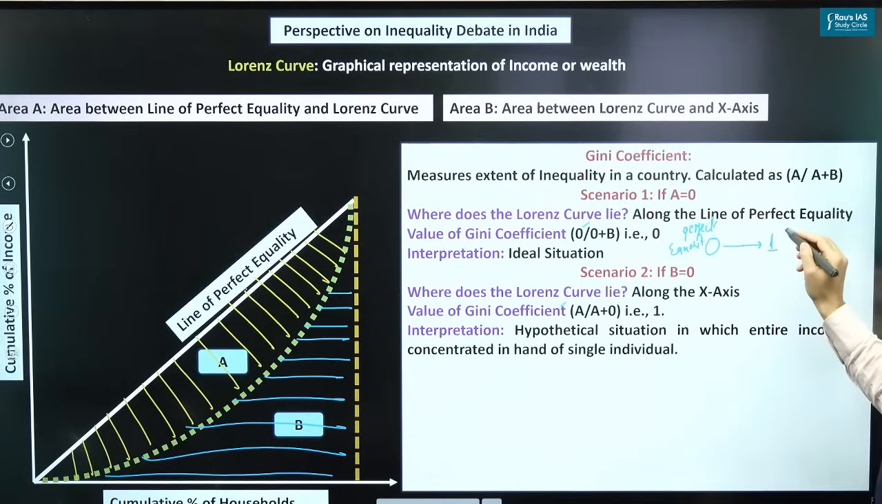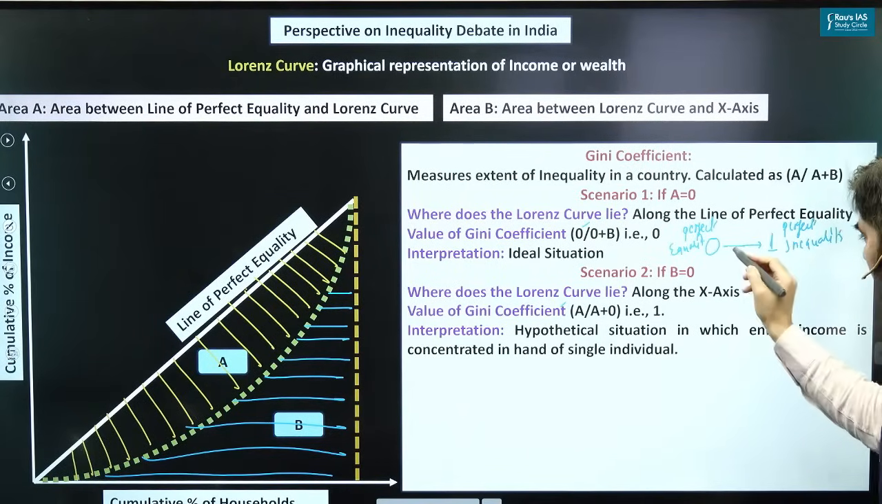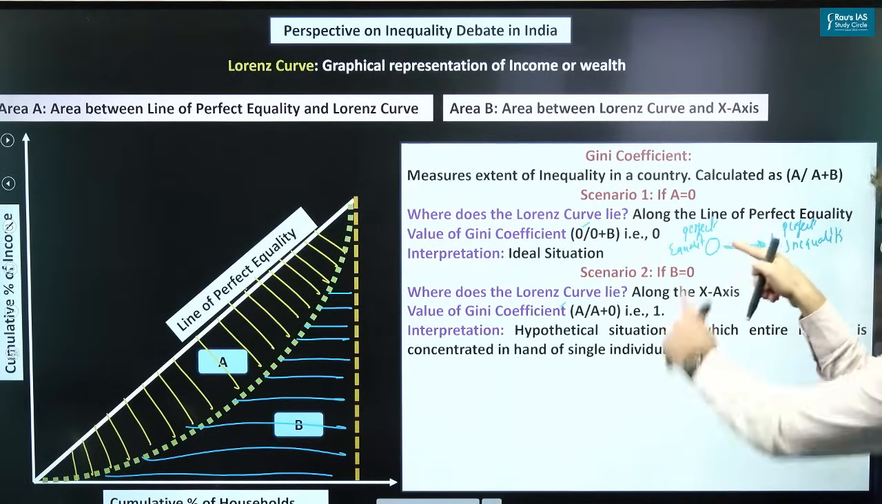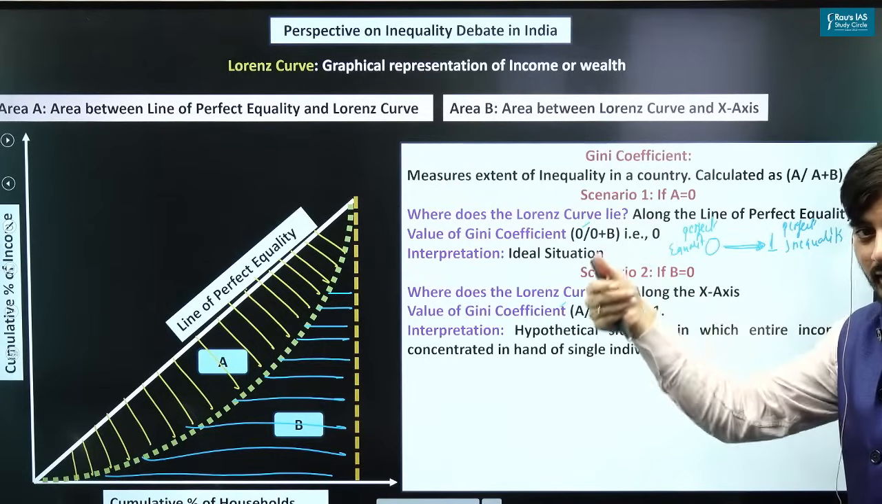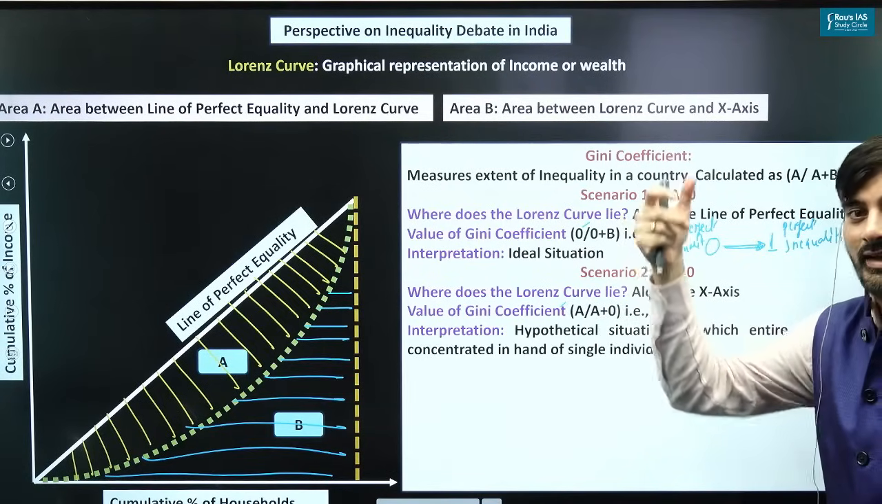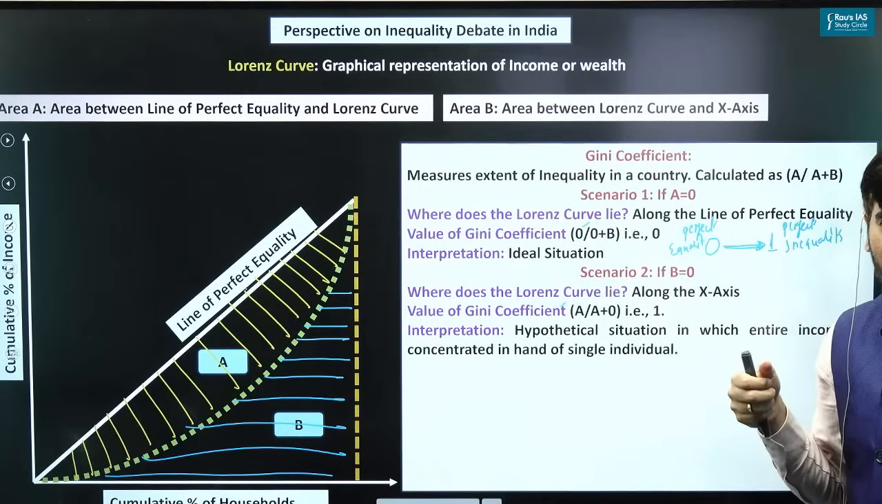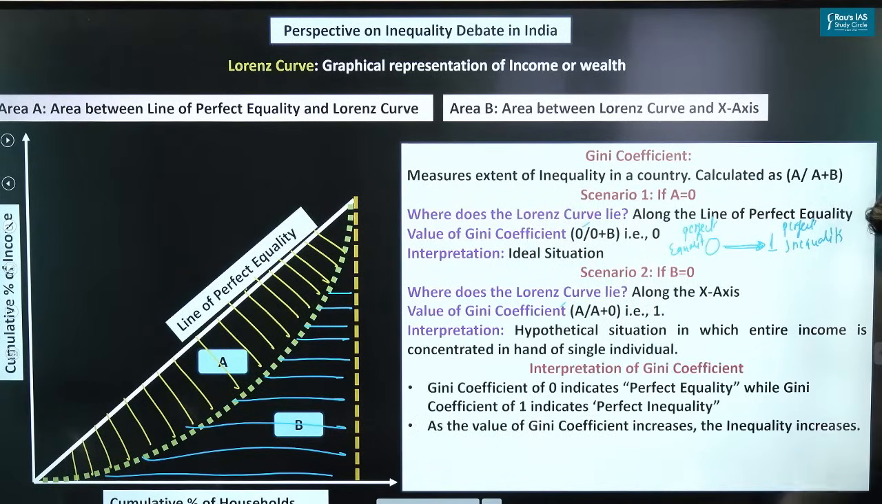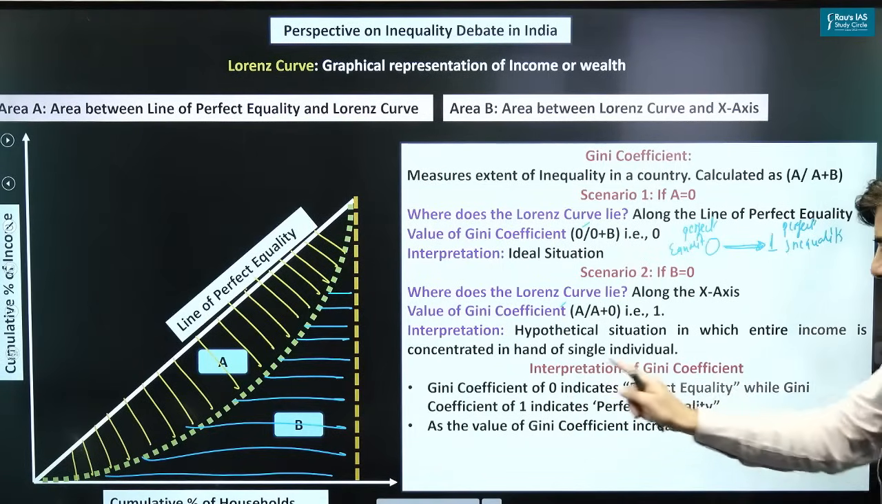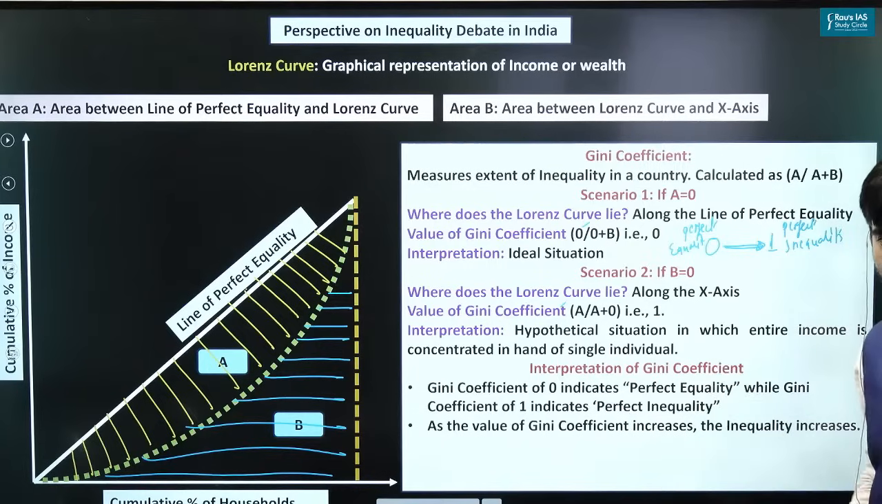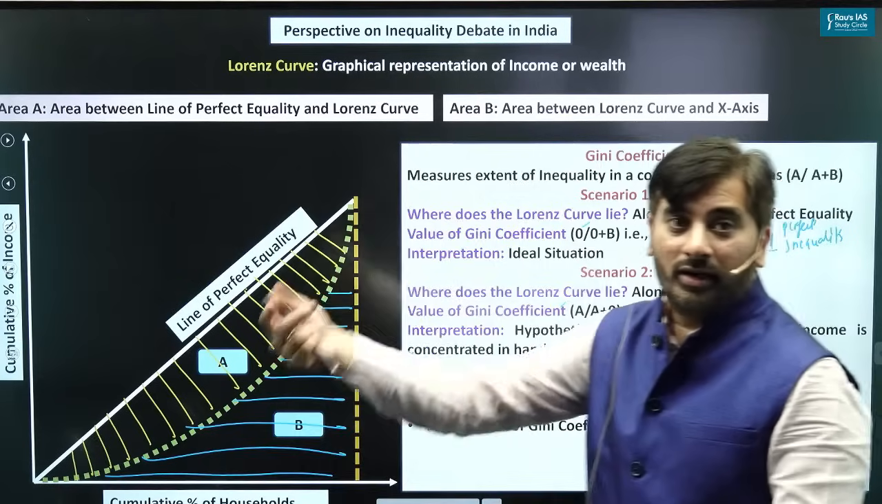And if it becomes equal to 1, it means perfect inequality. So think of it. Can I say if the Gini coefficient increases from 0 to 1, it denotes what? Increase in Gini coefficient denotes increase in income inequality. That is what is important here. You can see Gini coefficient of 0 indicates perfect equality, while Gini coefficient of 1 indicates perfect inequality. As the value of Gini coefficient increases, the inequality in a country would increase.